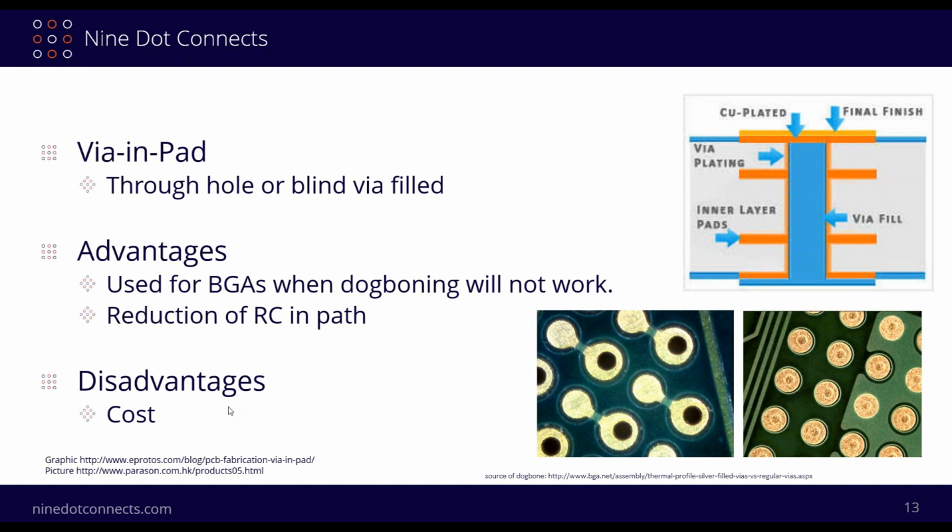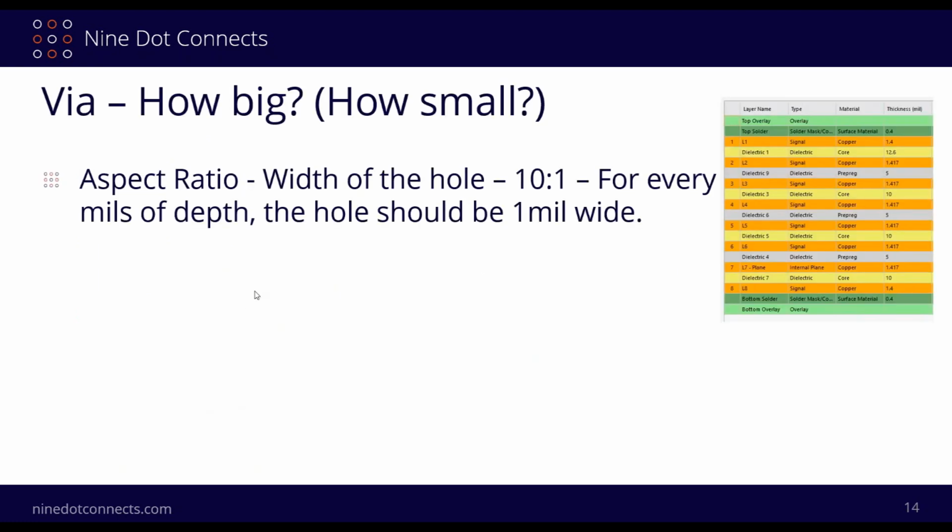The disadvantages, of course, like everything else, it's cost. Now, let's talk about how big or how small a via has to be. We need to start with the hole, and that is known as the aspect ratio. So that is the width of the hole, and that ratio is 10 to 1. Well, 10 to 1 of what? Really, for every 10 mils of depth, the hole should be 1 mil wide. So that's kind of what that should have been over there. But that's the point I'm trying to make, it's a 10 to 1. So every 10 mils of depth, the hole should be 1 mil wide here.